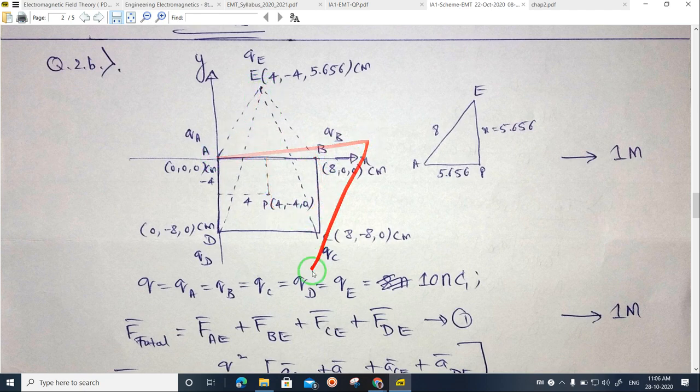Means from A, B, C, D, I have called, from A to E, it should be the same distance. B to E means it should be exactly at the center along the z-axis. So find out this height. So we have found out the height here, everything we have done. So drawing the diagram correctly, 1 mark.